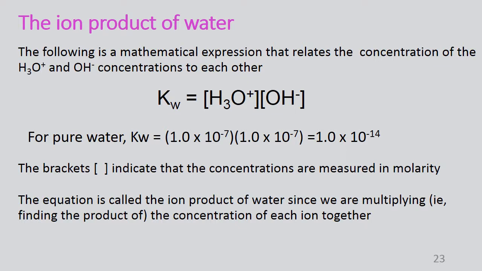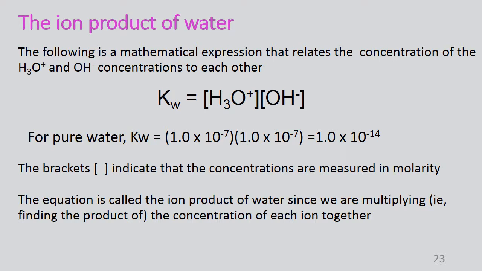Okay, so we can set up a mathematical expression that relates the concentration of the H3O plus and OH negative. If we multiply them by each other, we get what's called Kw. Kw, just K stands for constant and W stands for water, so it's the constant for pure water. If you multiply 1.0 times 10 to the minus 7th times 1.0 times 10 to the minus 7th, we get 1.0 times 10 to the minus 14th, and that happens to be the value of Kw. So a constant is just a number that stays the same. Remember again that the brackets indicate concentration in molarity.